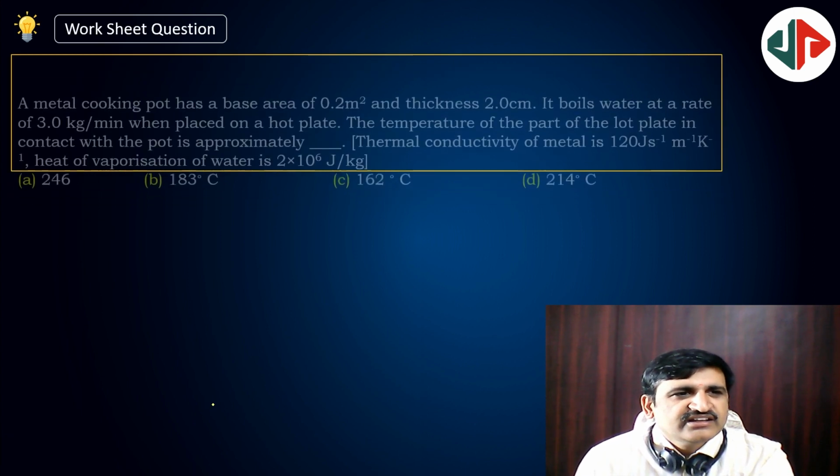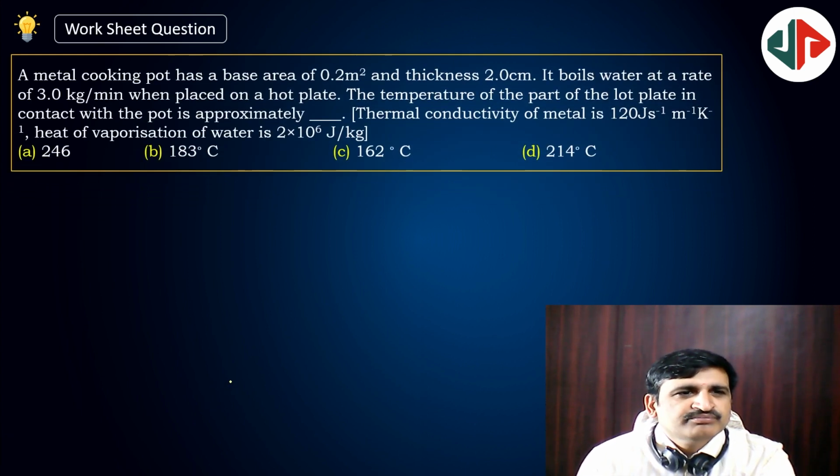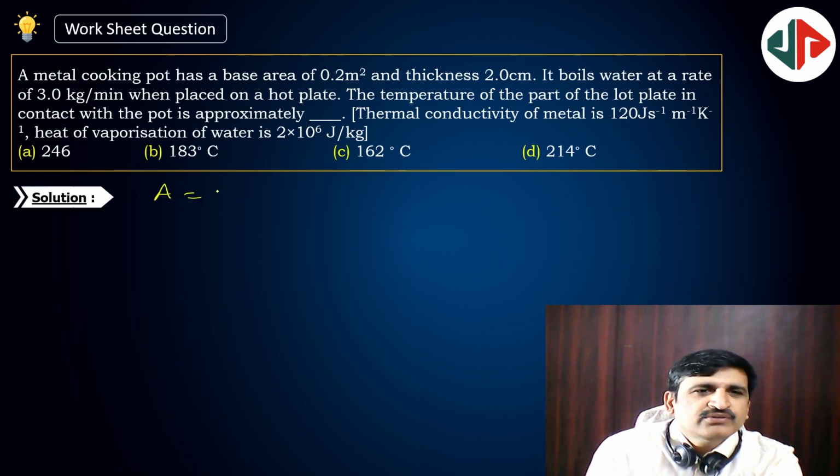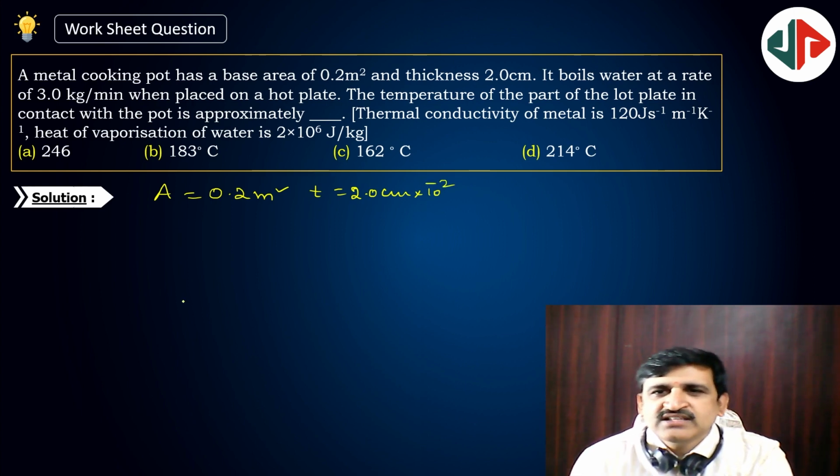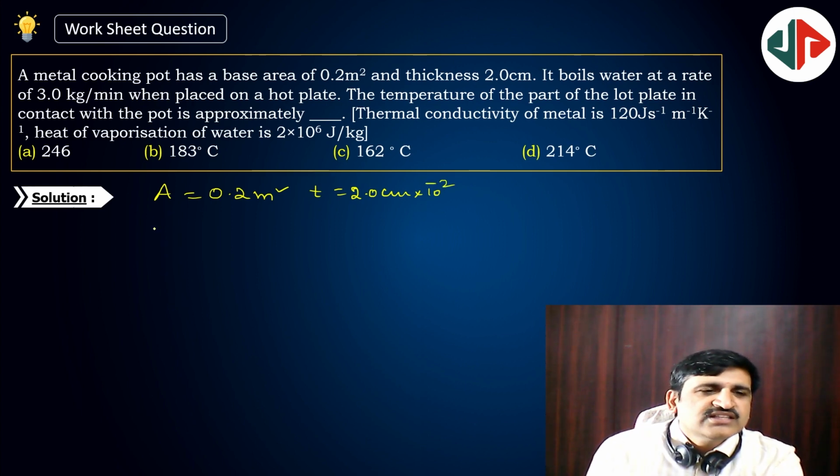Yes. Next, a metal pot having a base area A equal to 0.2 meter square and thickness t equal to 2.0 centimeter, conversion 10 power minus 2, and it boils water at a rate of 3 kg per minute. Kg per minute means that is not dq by dt, it is dm by dt. So units sometimes will help us.